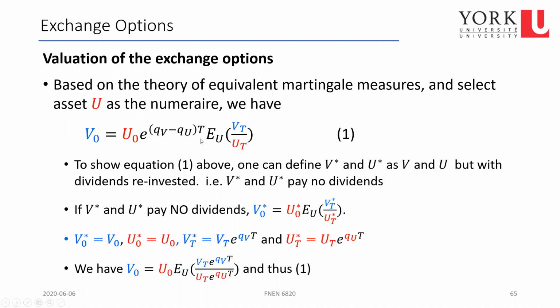In the example we talked about earlier for the equivalent martingale measure, there's no dividend, and we basically have V naught divided by U naught equal to this expectation. Now, with continuous dividend payment, we have this extra term here. You can derive why that needs to be an extra term.